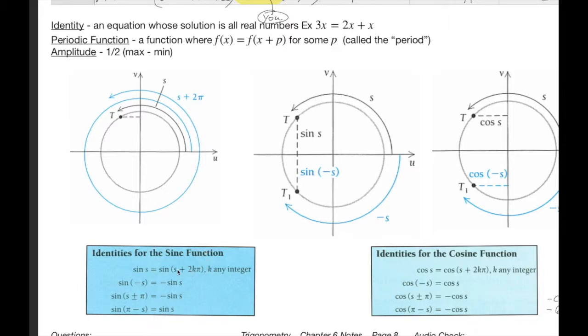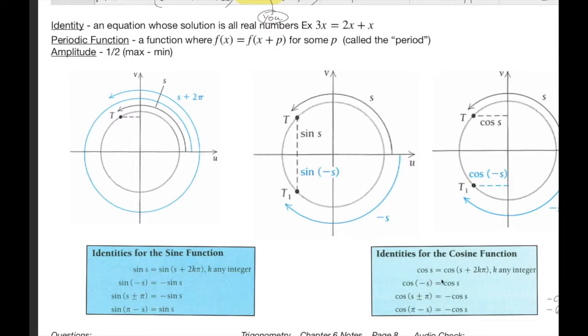For the sine function, we know that it's periodic, so sine of s is going to equal sine of s plus 2 pi k, where k is any integer, like 2 pi, or 4 pi, or 10 pi. The sine of negative x is going to equal negative sine of x. This is what it means to be an odd function right here. So when s is positive, you could also say sine of negative s would be the negative value. They are opposites of each other, like this. Sine of s plus or minus pi is equal to negative sine s. For any value of s, this is true, and for any value of s, this is also true.